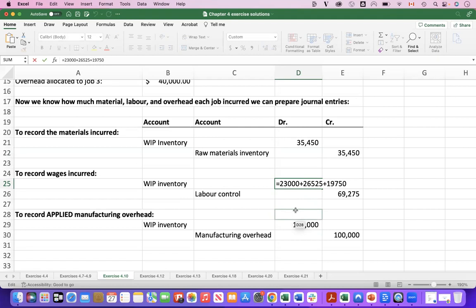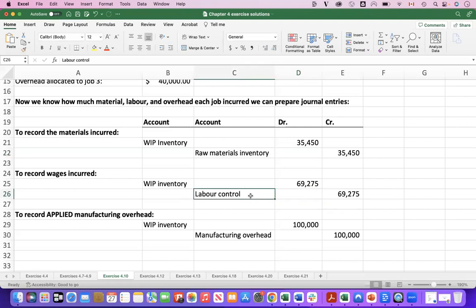And how did I calculate the $69,275? It's simply adding up the $23,000 in labor of job 1, the $26,525 of job 2, the $19,750 of job 3. And notice the credit there is the labor control account. Remember, we track all the labor incurred in that labor control account. Once we start assigning it to production or to specific jobs, that's when we transfer it from the control account to the work in process inventory account, as we're doing here.